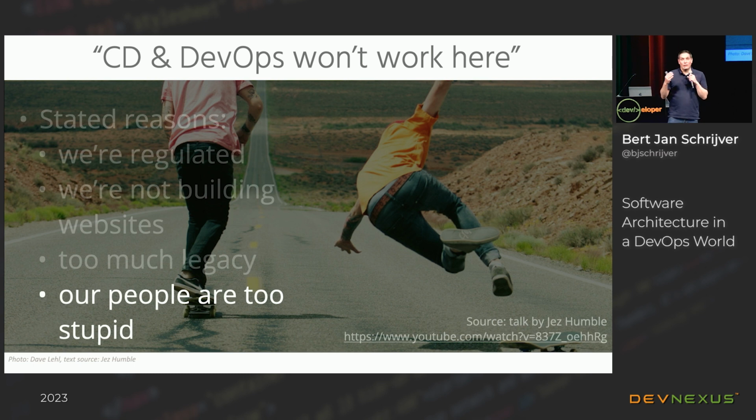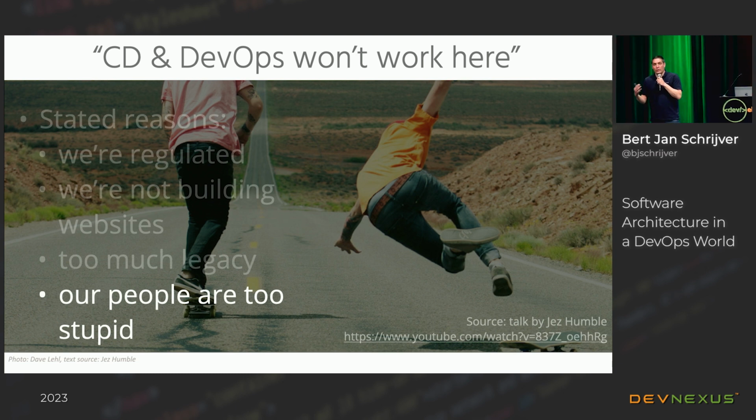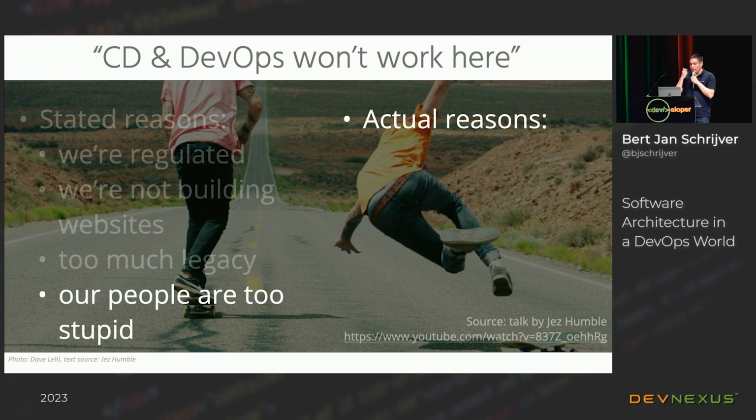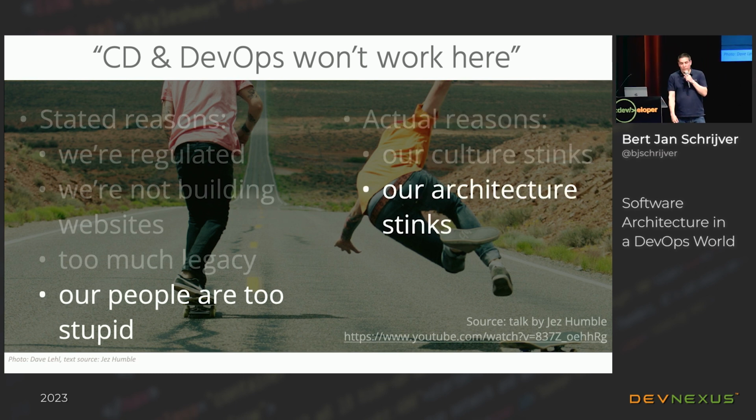So it was the management all along that was setting a wrong example and not shaping right working conditions that caused the workers to behave the way they did. So if somebody says our people are too stupid, think again, who's too stupid? So actual reasons are our culture stinks or our architecture stinks. And these are all things that are changeable, and they may not be easy to change, but it is doable.